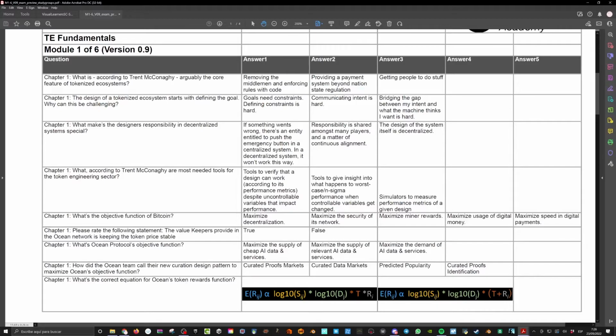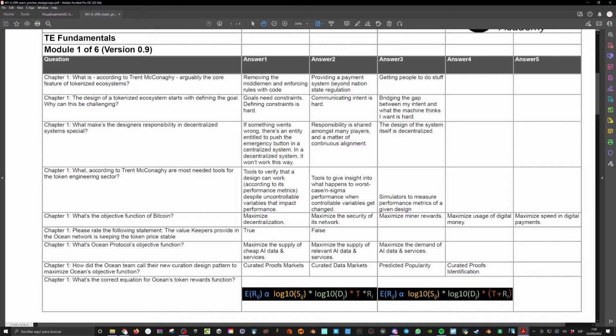Okay. Thank you. Please rate the following statement: the value keepers provide in an Ocean network is keeping the token price stable. True or false? Estapir, you want to go for this one? Well, I can try. I do not know anything about the protocol itself, but a keeper, I would imagine, could be more or less like a node. So a node is a node, so I would go with false. Yeah, I think you're right about this. He mentions that the value keepers are there to correctly run nodes in the network, maybe in exchange for tokens. So he never says anything about keeping the token price stable.